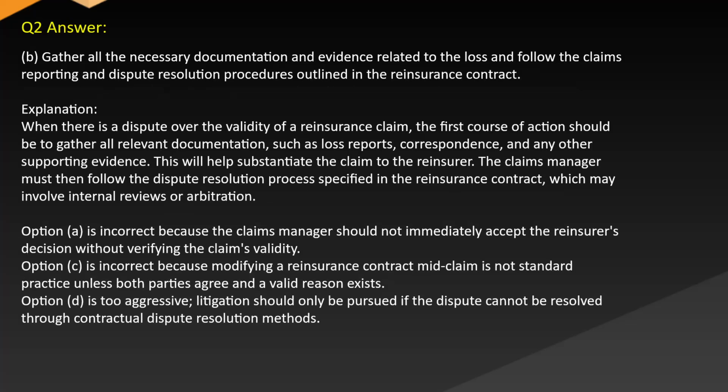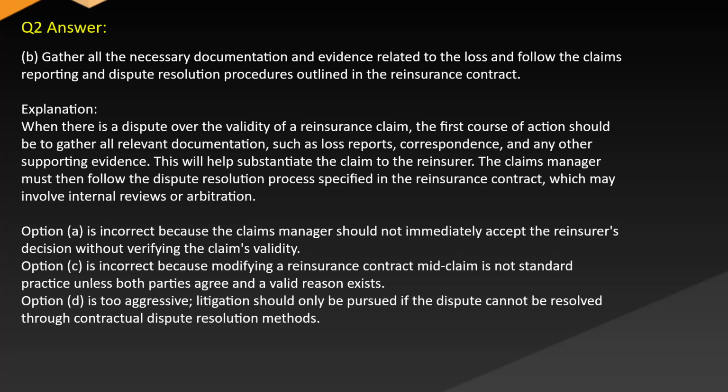Answer: B. Gather all the necessary documentation and evidence related to the loss and follow the claims reporting and dispute resolution procedures outlined in the reinsurance contract. Explanation: when there is a dispute over the validity of a reinsurance claim, the first course of action should be to gather all relevant documentation such as loss reports, correspondence, and any other supporting evidence. This will help substantiate the claim.